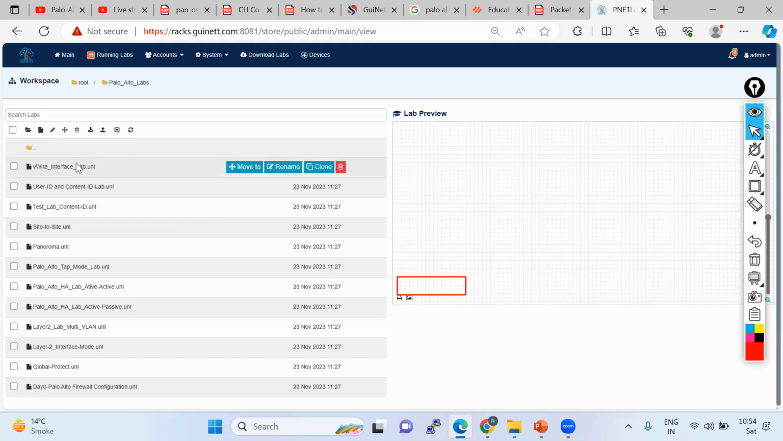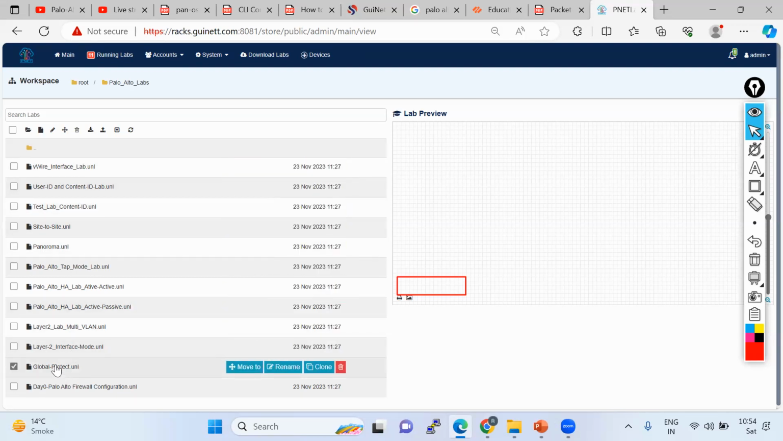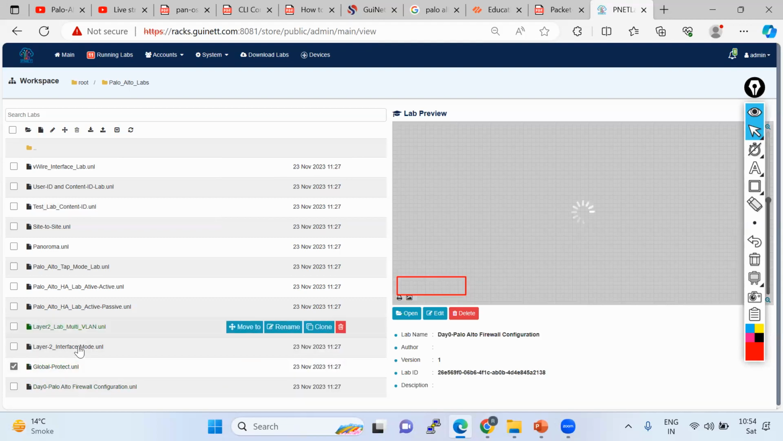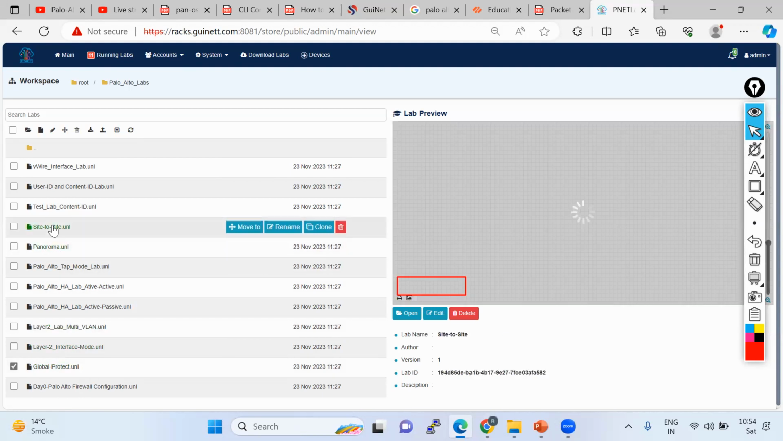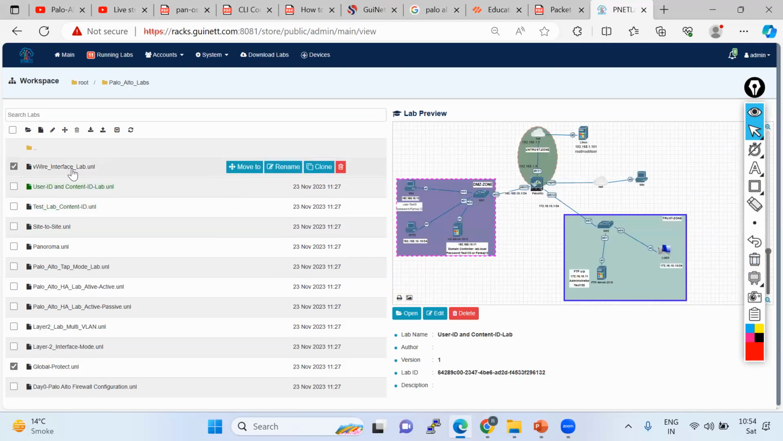So totally, I don't think it is going to be required to build the lab, because everything is available in this lab. You can test GlobalProtect, day zero firewall configuration, layer 2, multi-VLANs. So all the best possible scenarios are already created. Panorama, site-to-site VPN. So I don't think it is going to be required, but let us know if you really want to do that.